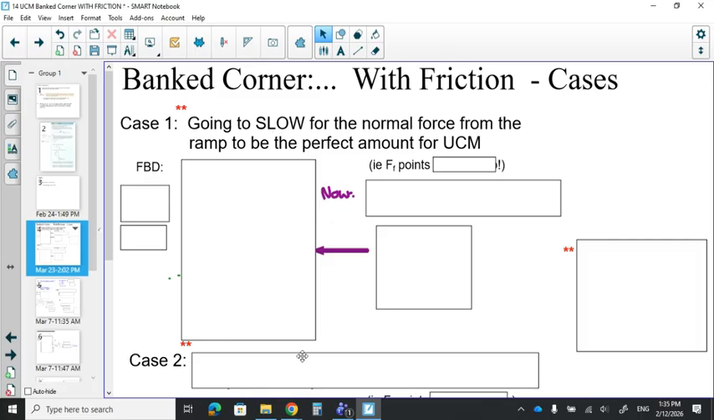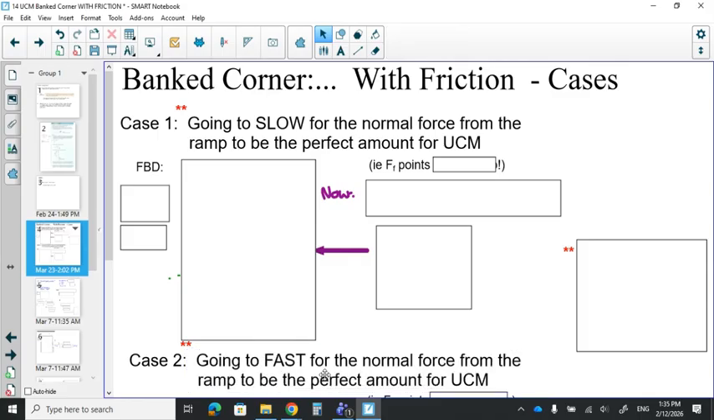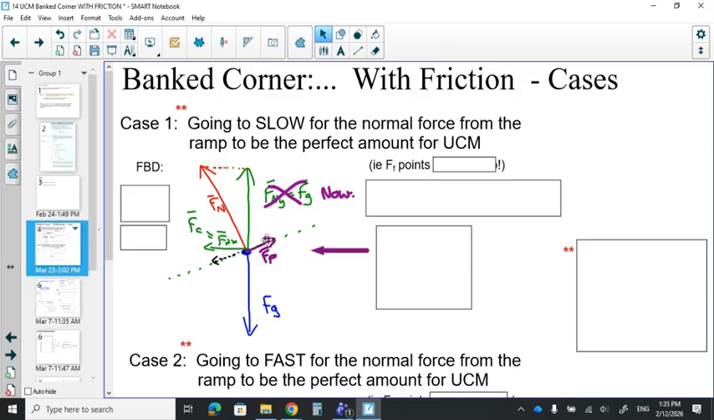Case one is if you're going too slow for the normal force of the ramp to be the perfect amount for uniform circular motion. And then the other case is if you're going too fast, right? For the normal force to be the perfect amount. So in these situations, we're going to look at free body diagrams for them. And so this is what we're looking at.